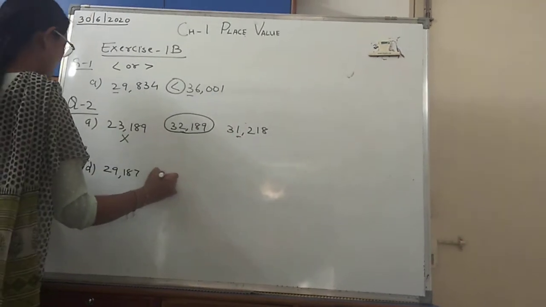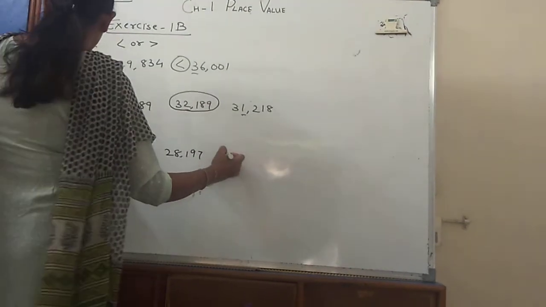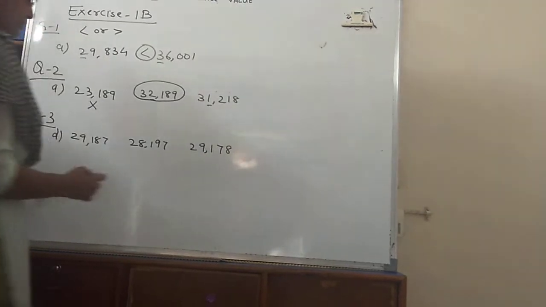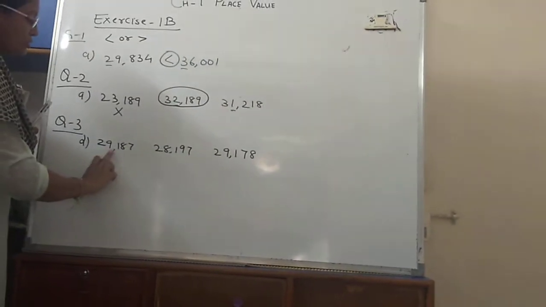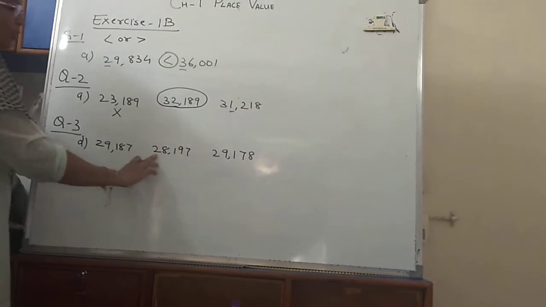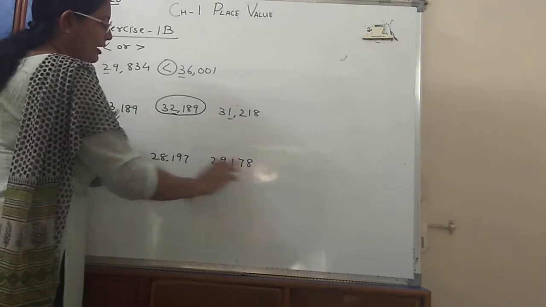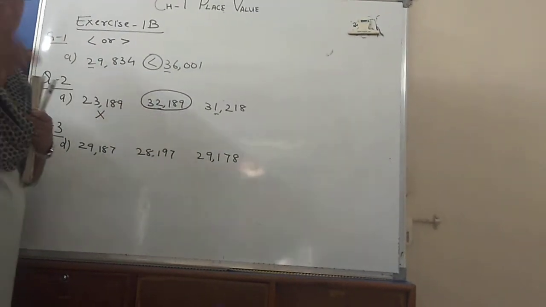29,187, 28,197 and 29,178. Right. Once again we will count the number of digits. 1, 2, 3, 4, 5. 1, 2, 3, 4, 5. 1, 2, 3, 4, 5. All are 5-digit numbers. So now rule number 2 will follow.